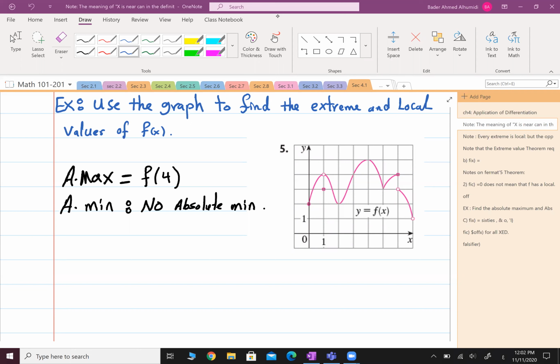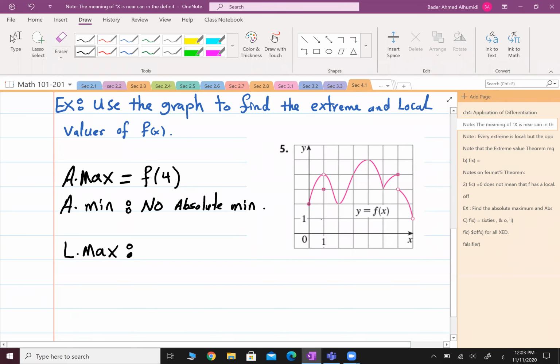Okay, let us now do it together and see what the local maximum and local minimum are, if there are any. Let's start with the local maximum. Do we have any local maximum? Yes, f of 5. Okay, what are the local maximums we have, if there are any?